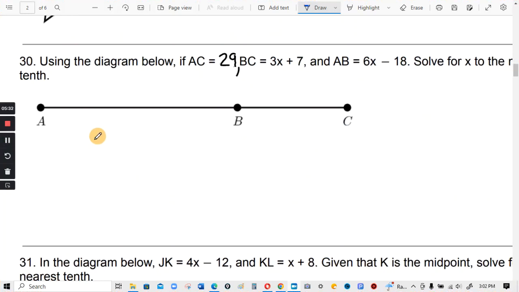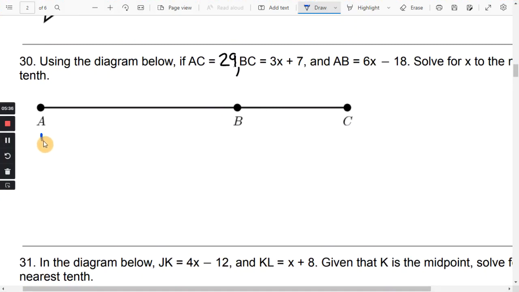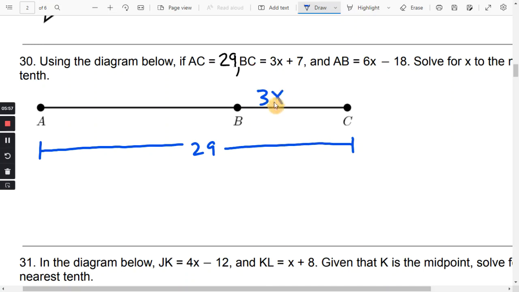The diagram below, AC is 29. So the distance all the way from A, really I should write it differently, the distance from A all the way to C is 29. And BC is 3x plus 7. And AB is 6x minus 18. AB is right here.